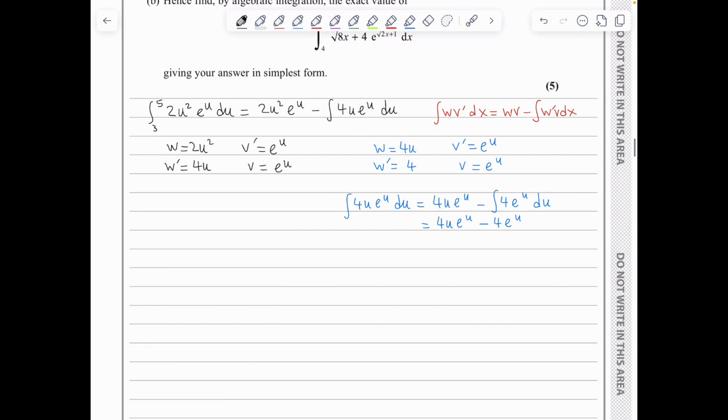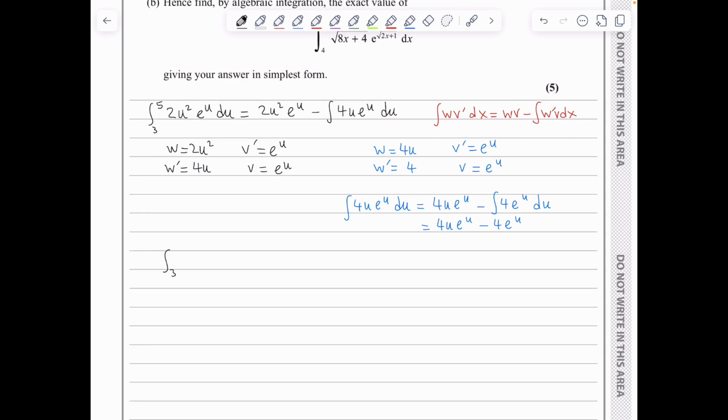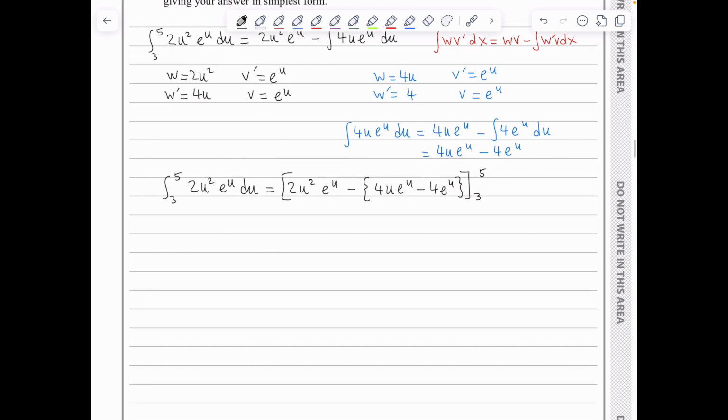So overall, we're looking at the integral from 3 to 5 of 2u squared e to the u du being equal to 2u squared e to the u minus the bracket 4u e to the u minus 4e to the u, and the limits are 3 and 5. Before I proceed in substituting the limits, I will simplify the expression. So this is 2u squared e to the u minus 4u e to the u plus 4e to the u from 3 up to 5.